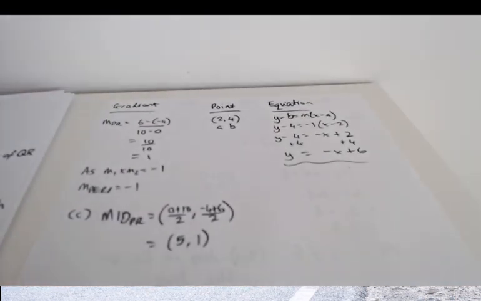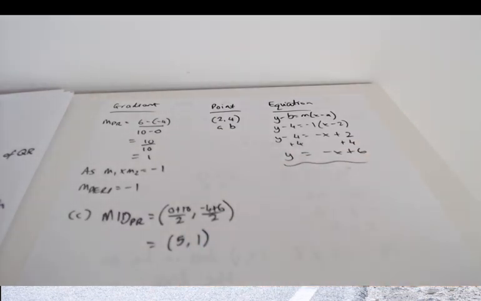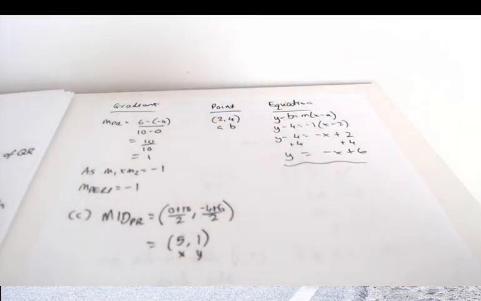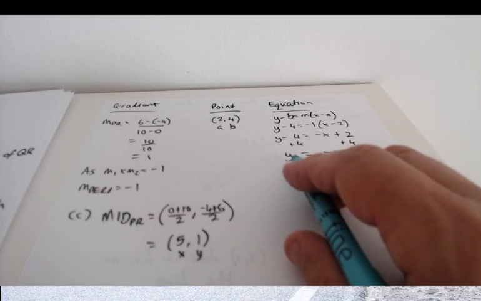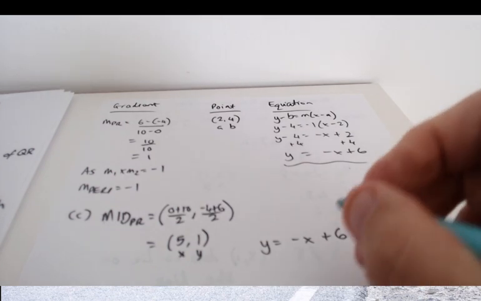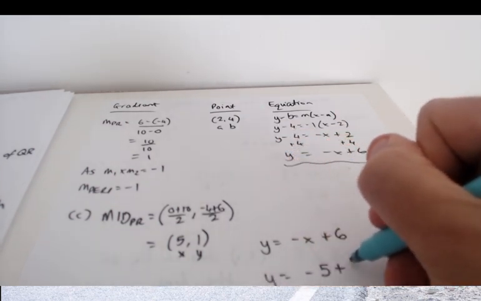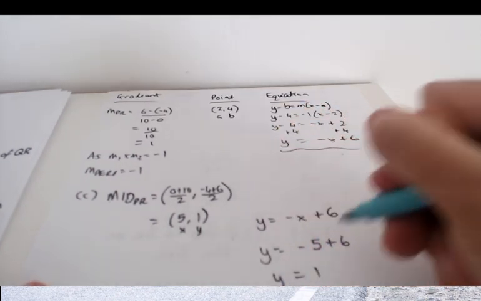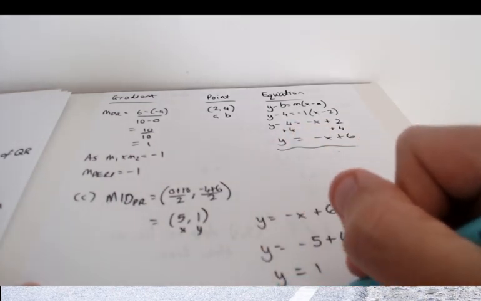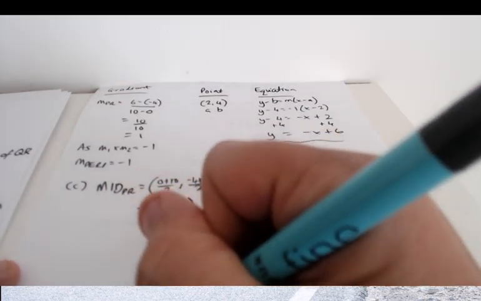So I need to prove that this line goes through this point. We covered that right at the start of the lesson, so I'm going to substitute 5 in and the y value should be 1. So there's my equation. If I substitute x in, what do I get as the answer? As it's the same, the point (5, 1) lies on the line.